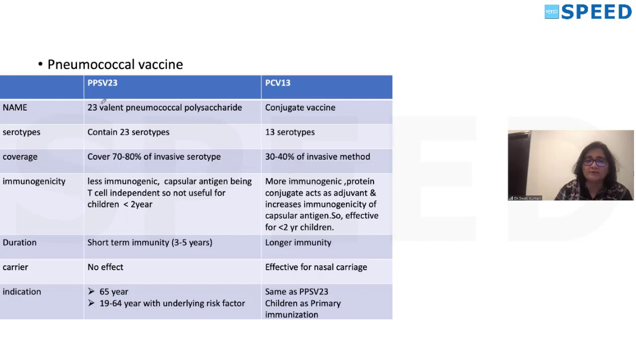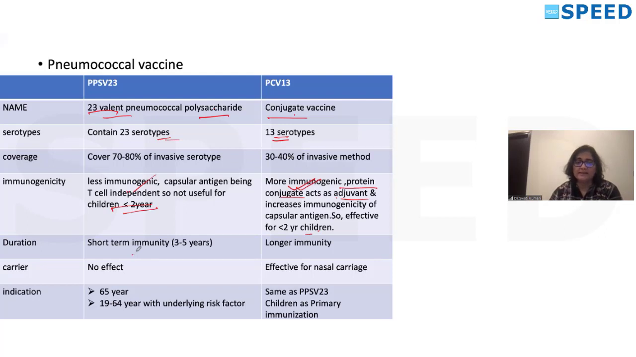So you have the pneumococcal vaccine, the 23 valent pneumococcal vaccine and the conjugate vaccine. Two vaccines, the polysaccharide vaccine and the conjugate vaccine. The polysaccharide vaccine is called PPSV23 and the conjugate vaccine is called PCV13. It has 23 serotypes, it has 13 serotypes. And 23 is less immunogenic and this is more immunogenic. It has protein conjugate as an adjuvant and it is very effective for children less than 2 years. This we cannot use in children less than 2 years.